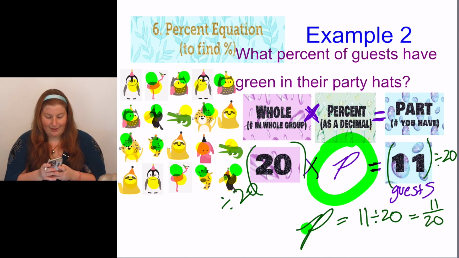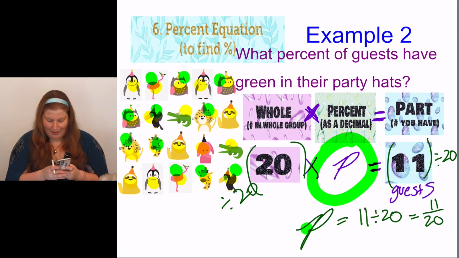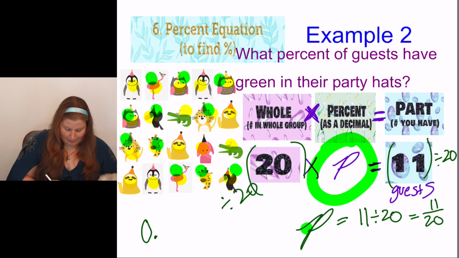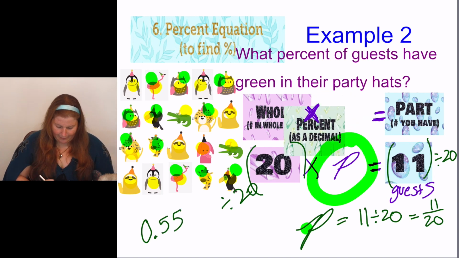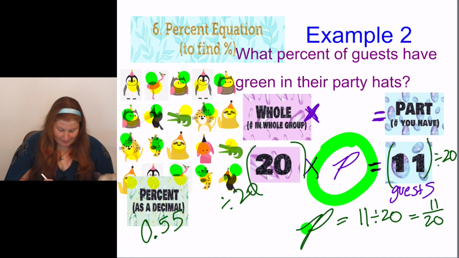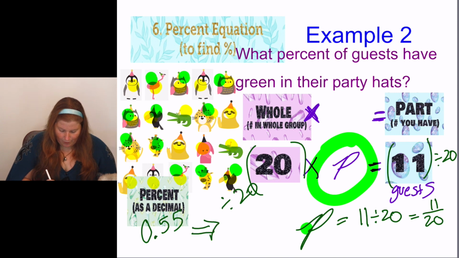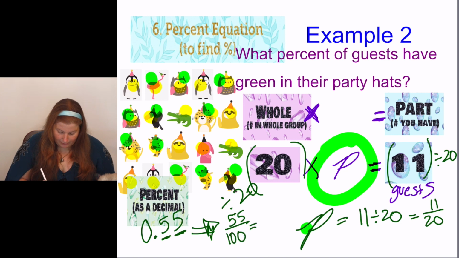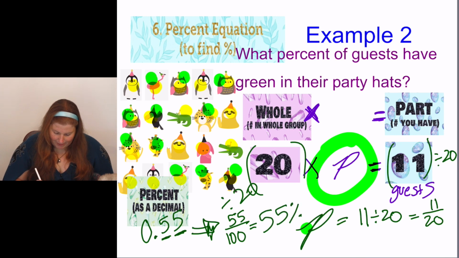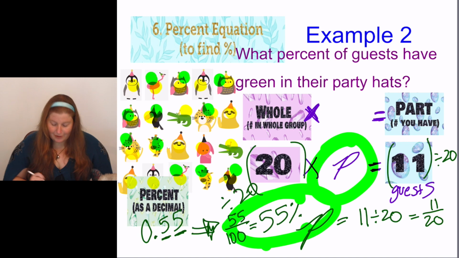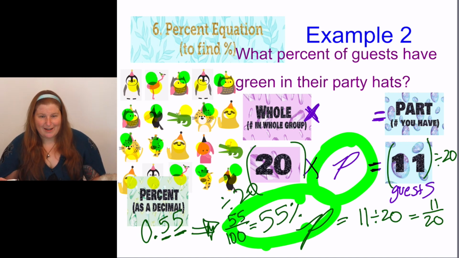When I put into my calculator 11 divided by 20, I get 0.55. Now remember that this is the percent written as a decimal, not in percent format. So in order to get this into percent format, I know that it's 5/10 and 5/100, which means that I have 55 parts out of 100, which is equal to 55%. So I hope you got the answer that 55% of the party guests had green in their hat.